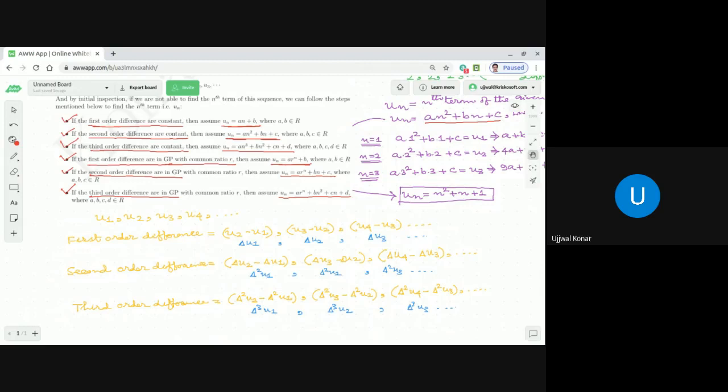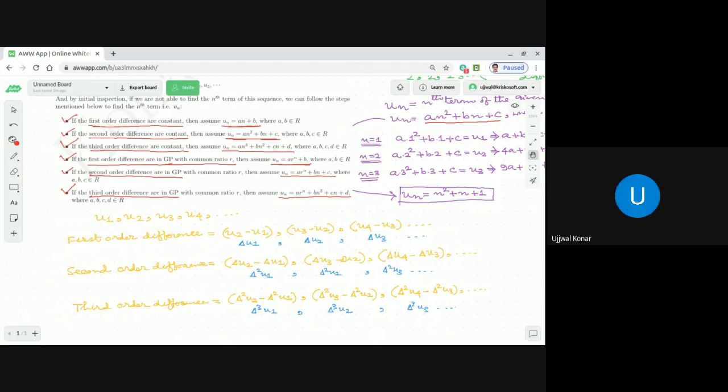You find whether the first order differences are in GP or not. If they are in GP with common ratio R, you can find the common ratio, then assume the nth term is equal to a r power n plus b, where a, b belong to R.